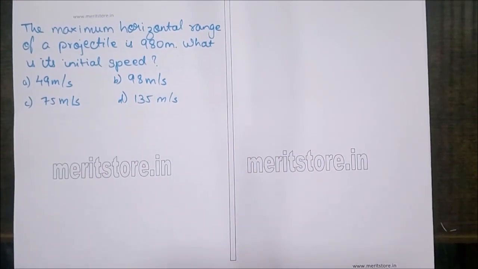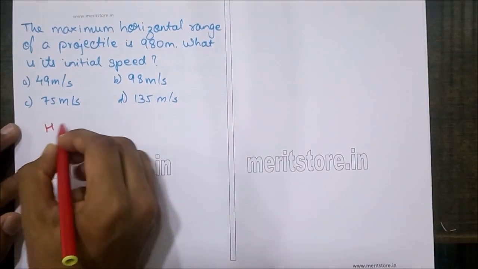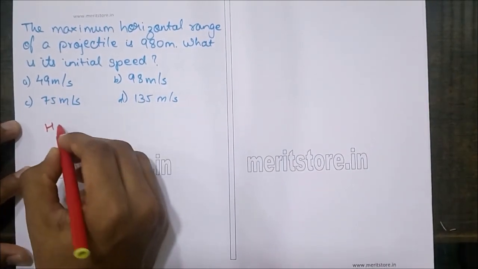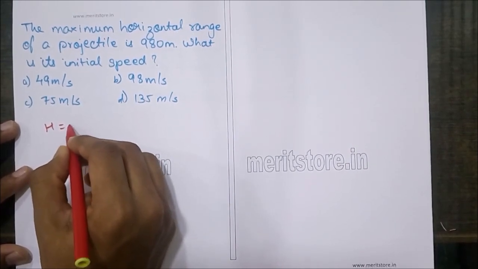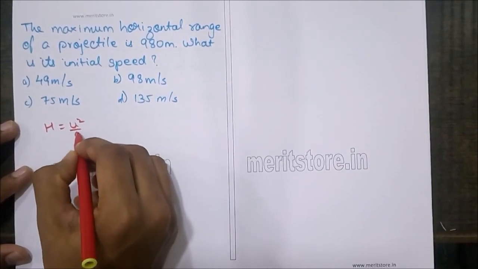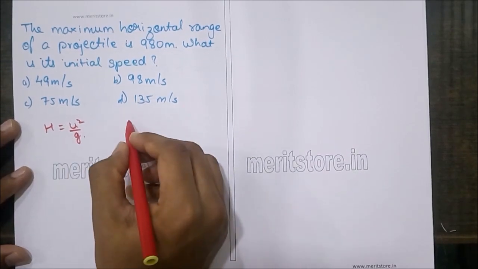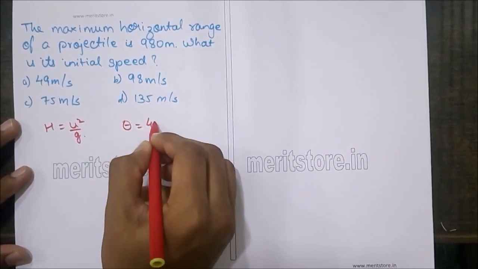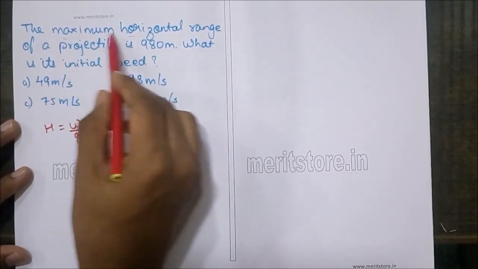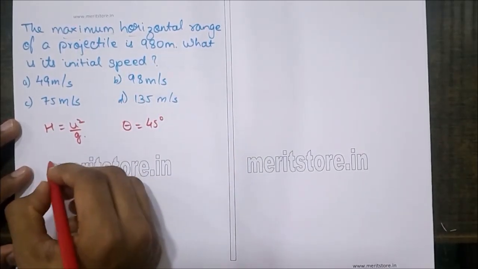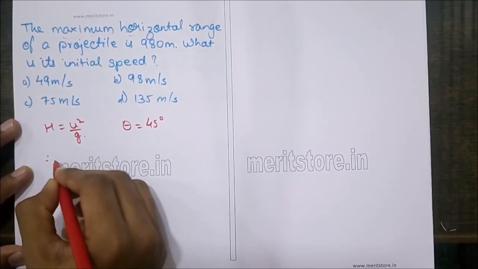The maximum horizontal range of a projectile is 980 meters. What is its initial speed? The maximum horizontal range of a projectile is given by the formula R is equal to u square upon g. Make a note that when theta is equal to 45 degrees, the horizontal range is maximum. Therefore, R is equal to u square by g.